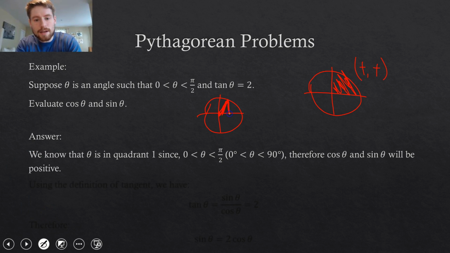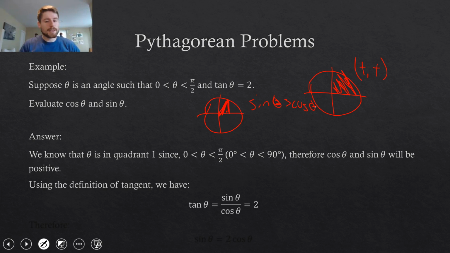So already we have an idea. The sine is going to be greater than the cosine, because the y of this triangle is bigger than the x for that triangle, because the slope is 2. It's a steeper line, making a higher rise over a smaller run.